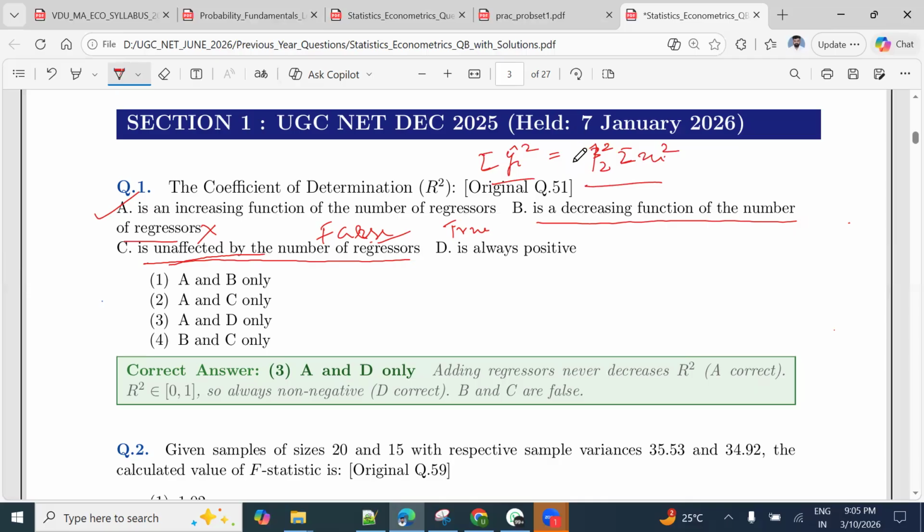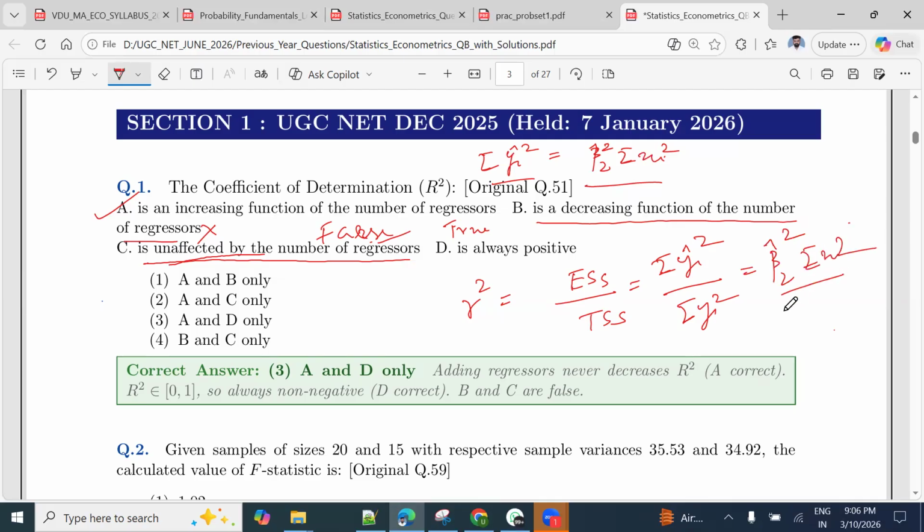Now the question is, when we say R square is ESS upon TSS, ESS is nothing but summation of small y hat square, and TSS is nothing but summation of y square, in deviation form. I am writing in deviation form. So R square is beta 2 hat square summation xi square upon summation yi square.